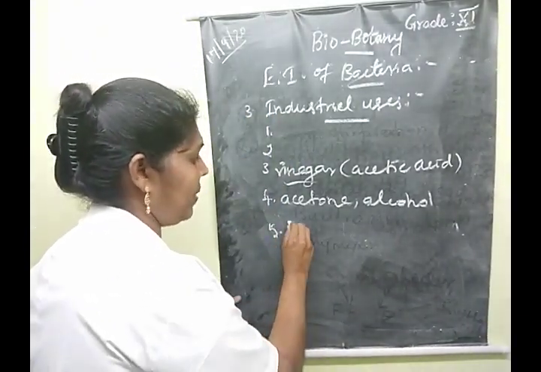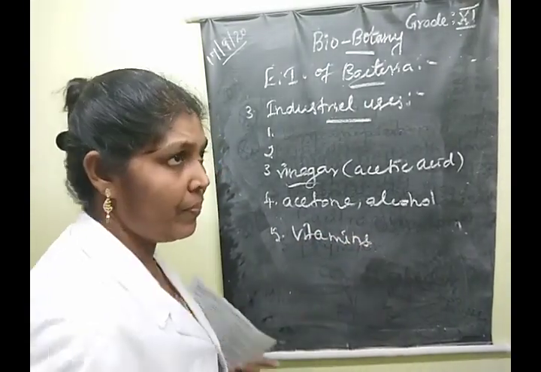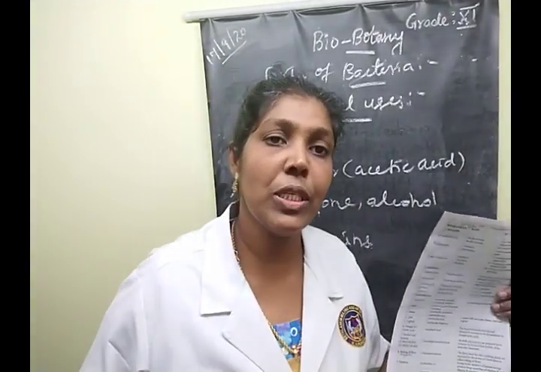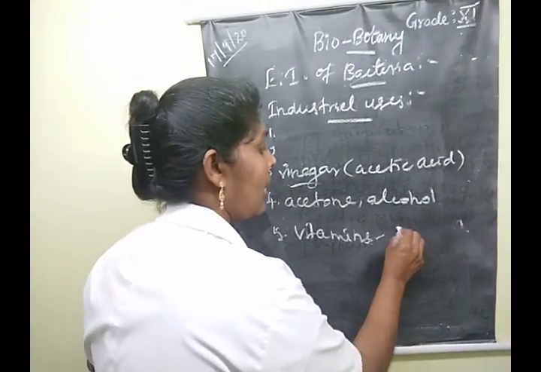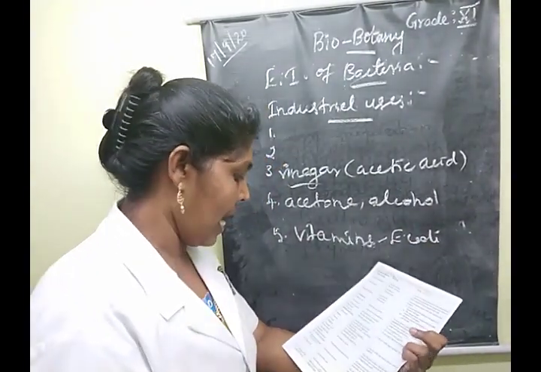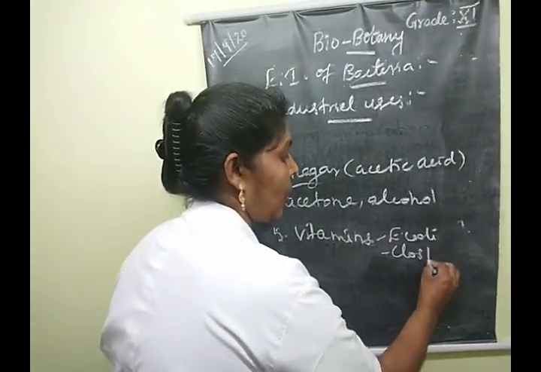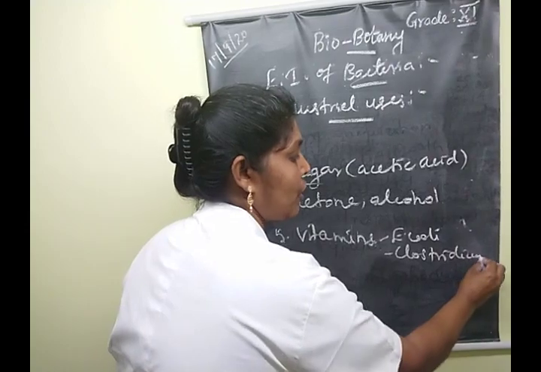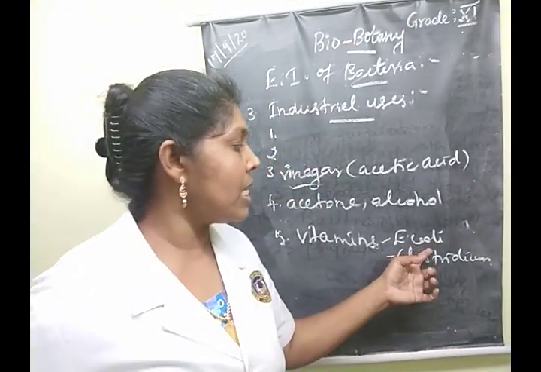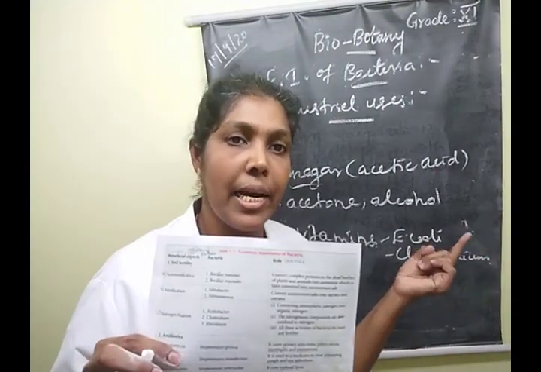So next, vitamins. Some of the important vitamins are produced by bacterial species, which is a major role for them. One of the species is Escherichia coli and another one is Clostridium acetobutylicum. The Escherichia coli lives in the human intestinal system.